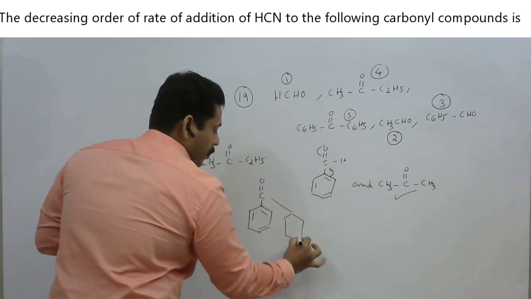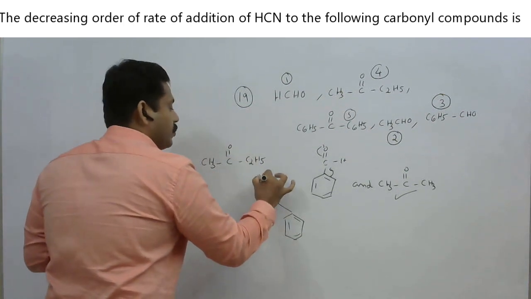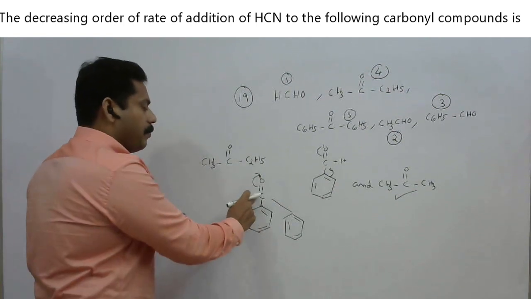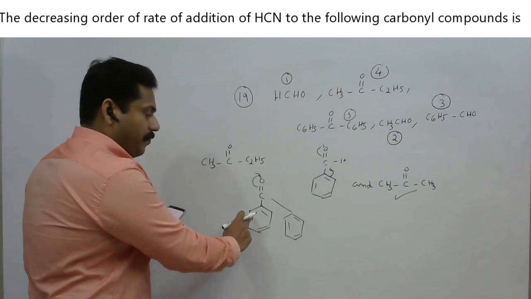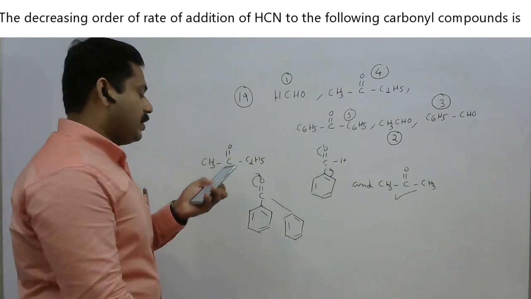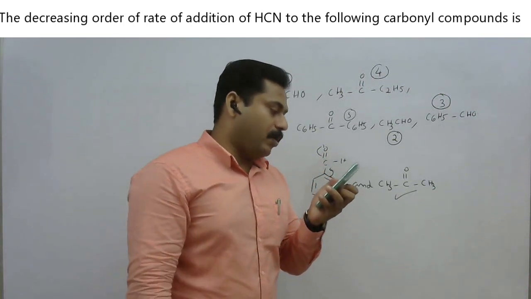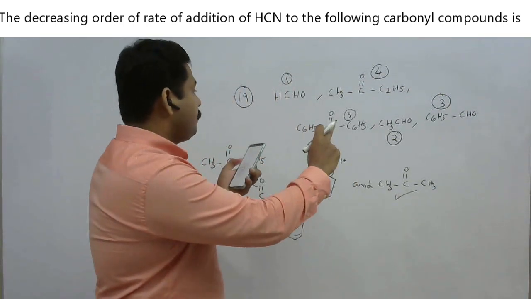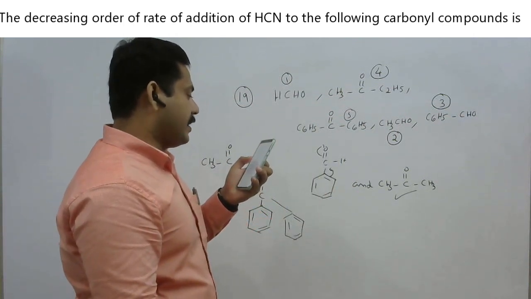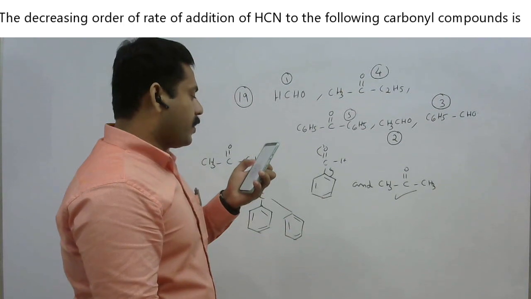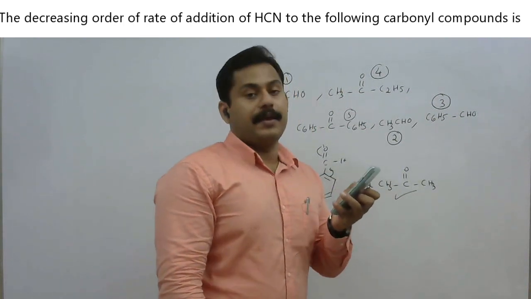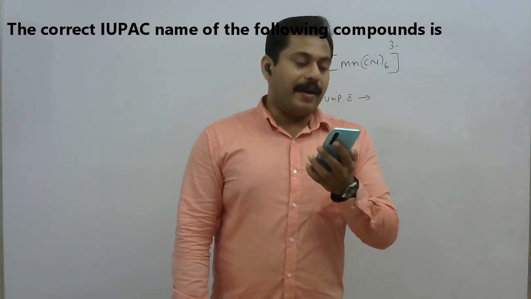And thereby a very high resonating rate will be there, which decreases the positive charge on the carbonyl carbon, right? So the nucleophilic addition reaction rate will be least for this one only. So that is the correct answer. The correct order will be 1 greater than 4 greater than 5 greater than 2, which is least. The correct answer will be option B. Thank you.